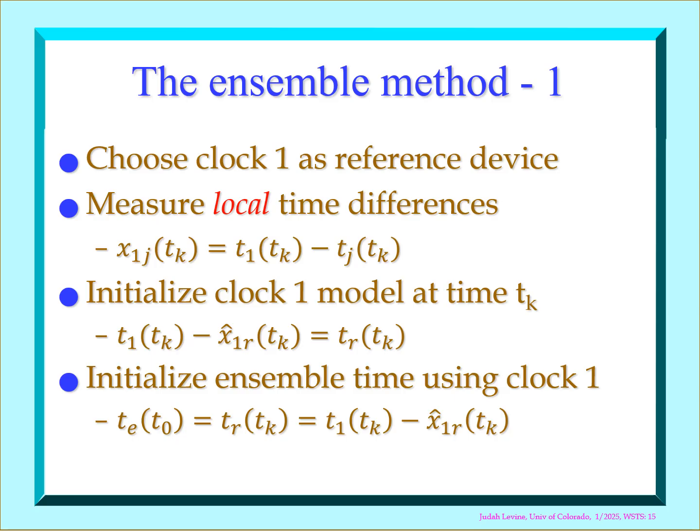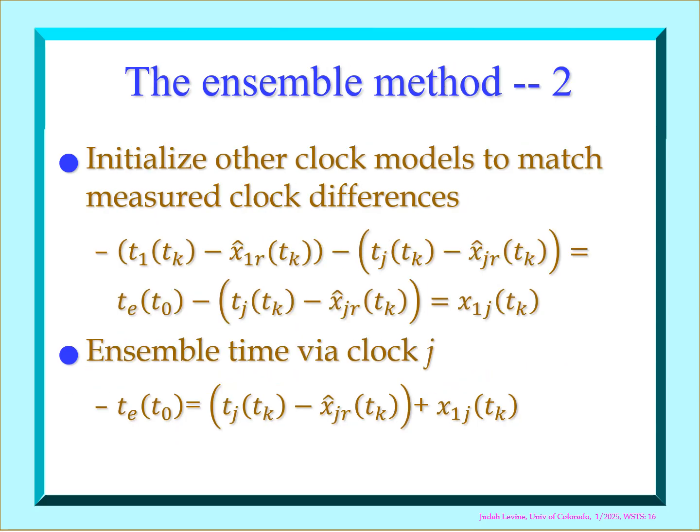So clock 1 represents my initial value of the reference as best as I know it, and I assign that to be the ensemble time. So the ensemble time is simply my estimate of the reference time at the initialization time. I do that as best as I can, and I set the ensemble time equal to the time of the reference clock corrected by its model.